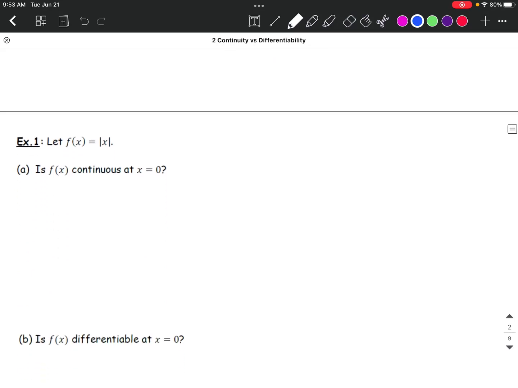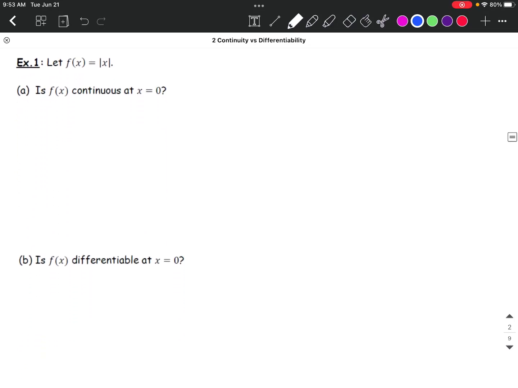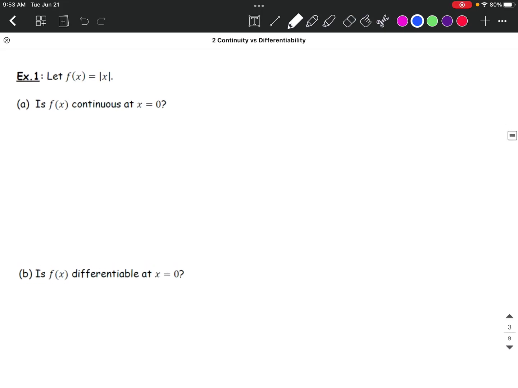Speaking of that, let's look at an example. We're going to take f of x as the absolute value of x. First thing we're going to do: is f of x continuous at x equals 0, and then is f of x differentiable at x equals 0. Now we know this is the absolute value function. It looks like a v. We know this is a continuous function, but we're going to prove it.